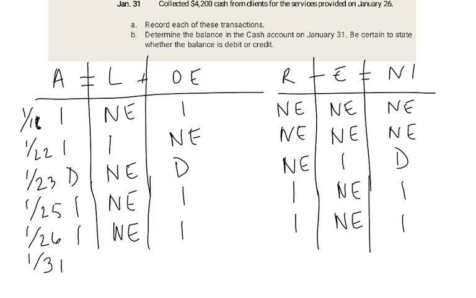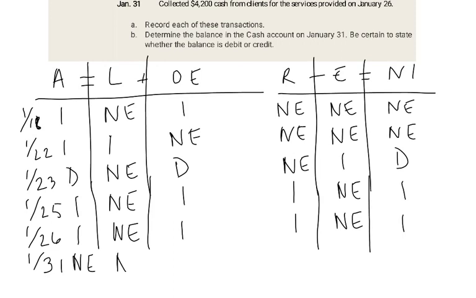Collected $4,200 cash from clients for the services provided on January 26th. Now this one's a little bit tricky, so let's think about it for a minute. What did I do? I had collected cash for what used to be an accounts receivable, didn't I? So all I've done here is swapped assets, essentially. I've swapped accounts receivable for cash. And I've done that in an equal amount, and therefore there's not going to be any effect on my assets.